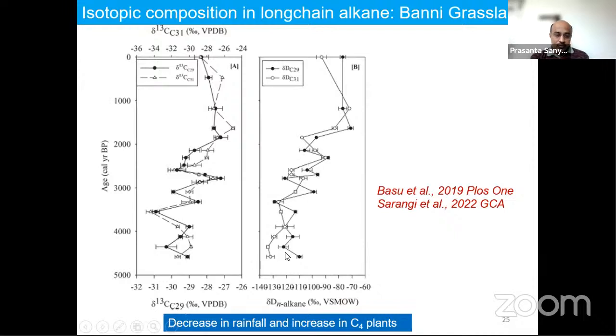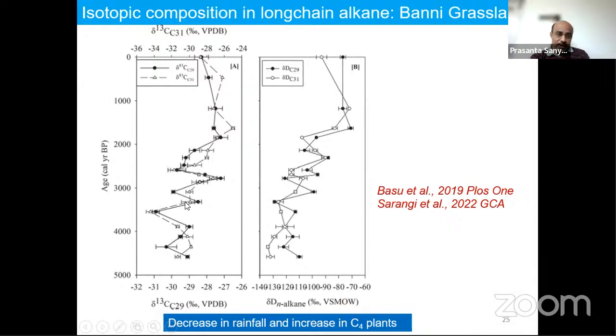And in this graph, we have plotted the hydrogen isotopic composition for both C29 and C31. You see, in the vertical axis we have the age, around say 5,000 years to the recent. The same is for the hydrogen isotopic composition.